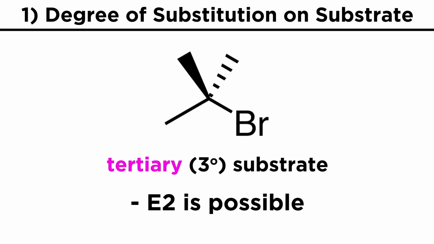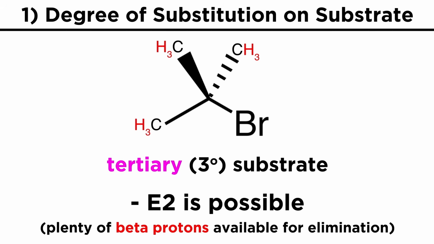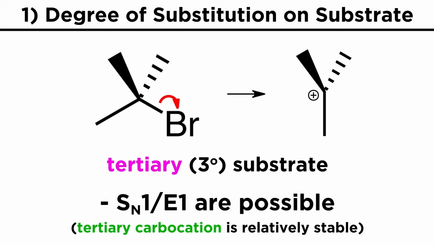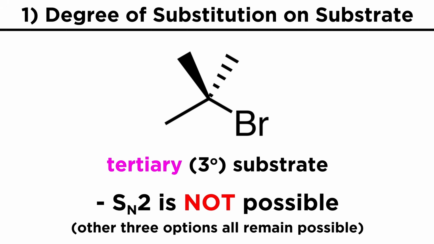However, E2 is possible because all of these beta protons are accessible, and both SN1 and E1 are possible because if this leaving group leaves, it will generate a tertiary carbocation, which is stable enough to form. So a tertiary substrate will only negate one of the possible mechanisms.